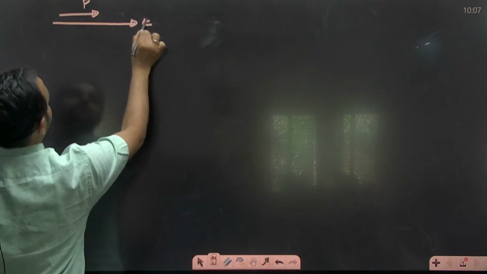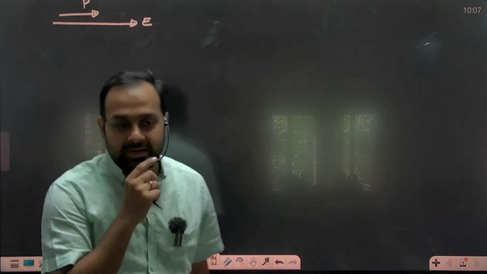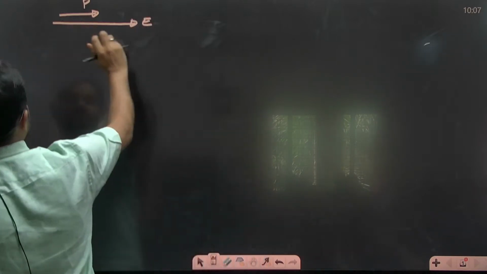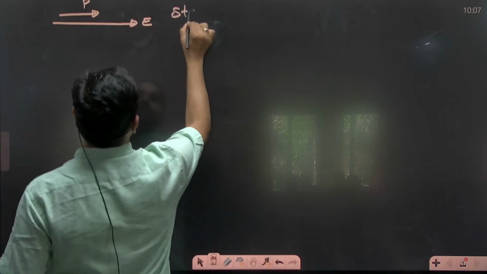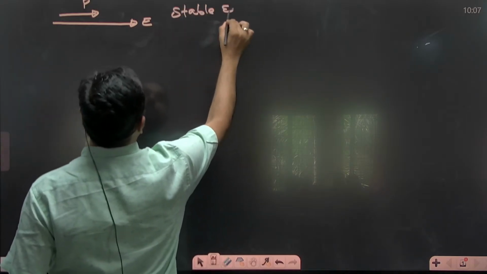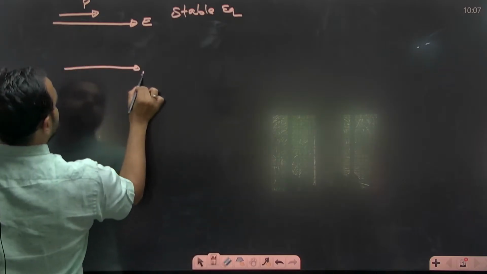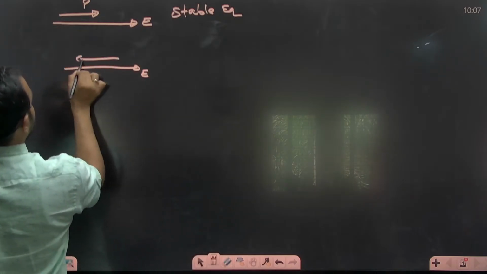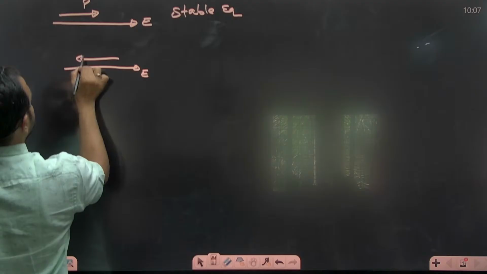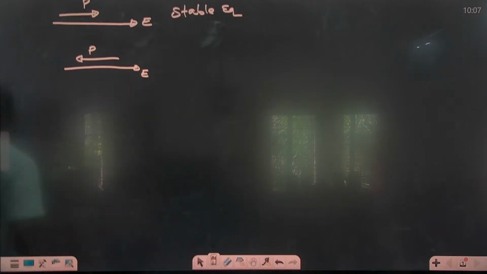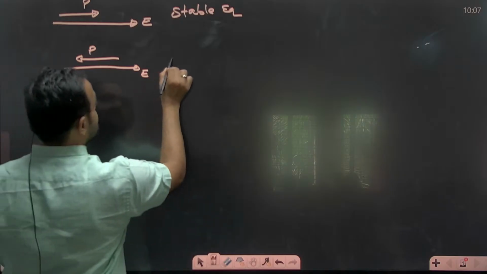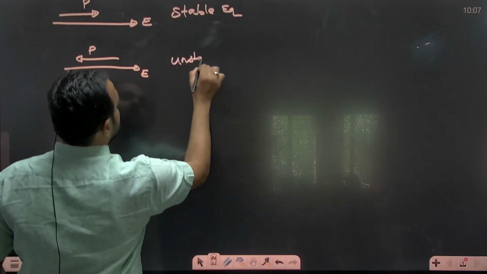Direction of electric field, right? This is the uniform electric field. So this position I've described as stable equilibrium. And if you have a dipole which is in the opposite direction to the electric field, this we've described as unstable equilibrium.